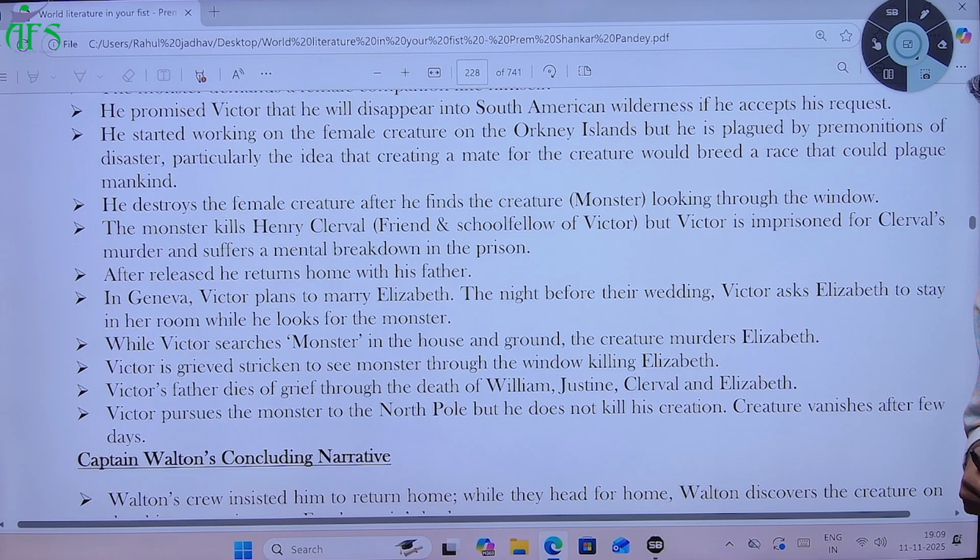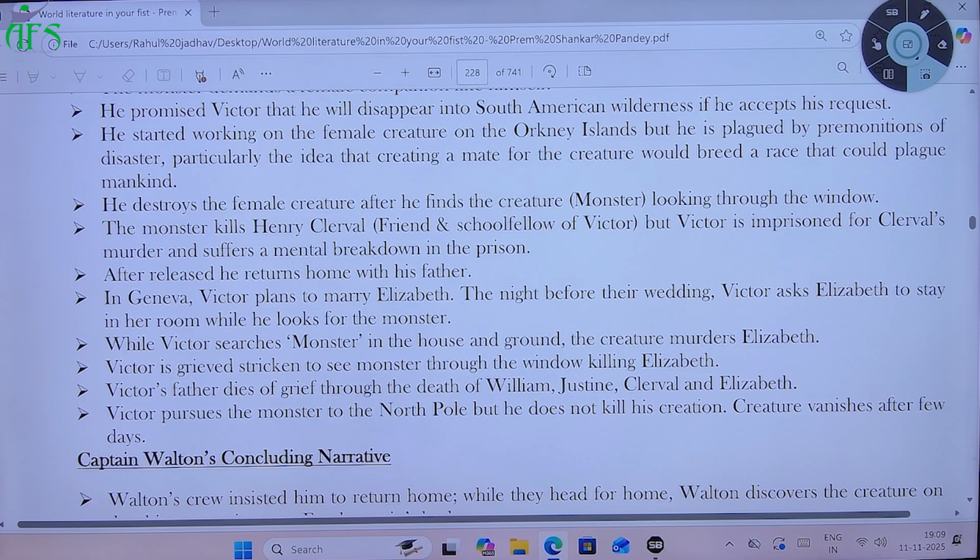Now, after this, the story continues: he is released and returns to his father's home in Geneva, where Victor plans to marry Elizabeth. The night before their wedding, Victor asks Elizabeth to stay in her room while he looks for the monster. While Victor searches for the monster in the house and grounds, the creature murders Elizabeth. Victor is grief stricken to see the monster through the window killing Elizabeth. Victor's father dies of grief over the deaths of William, Justine, Clerval, and Elizabeth.